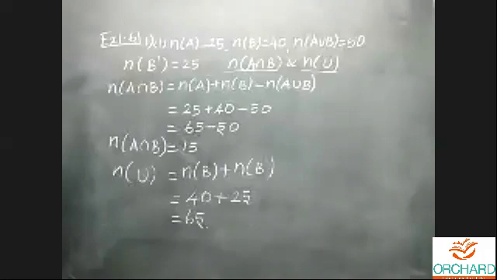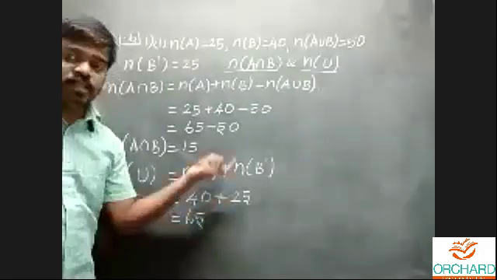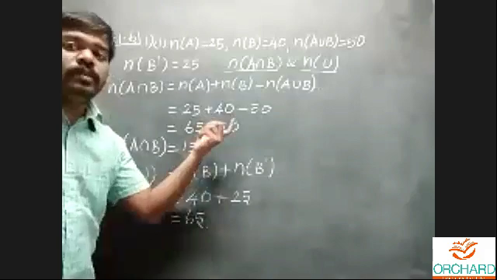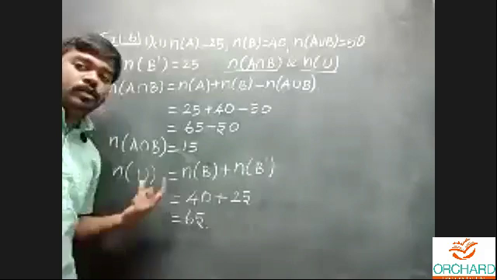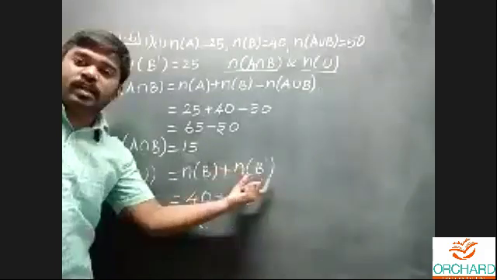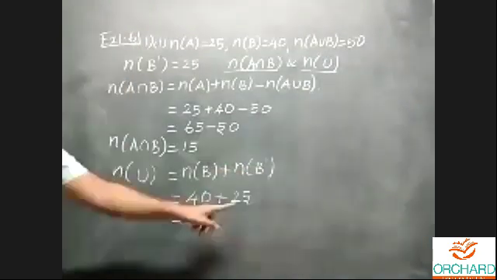Actually, we learned the formula N of A plus N of A dash, but here we'll use the set B, so I can use N of B plus N of B dash. Both are the same only. For N of U, you can use two formulas: N of A plus N of A dash or N of B plus N of B dash. 40 plus 25 is equal to 65. That is the solution for the first one.